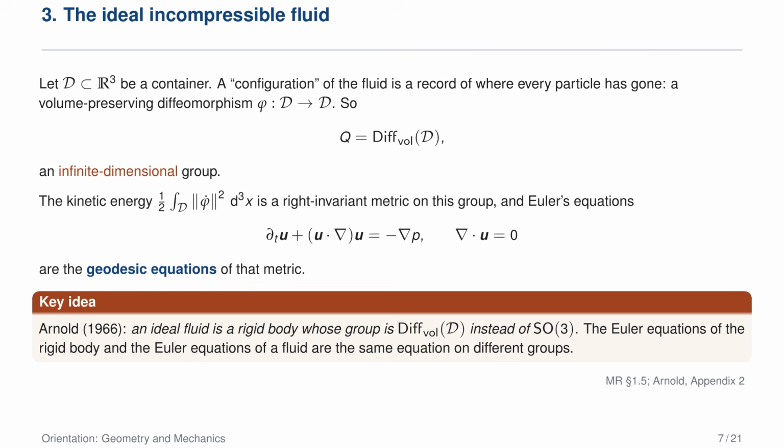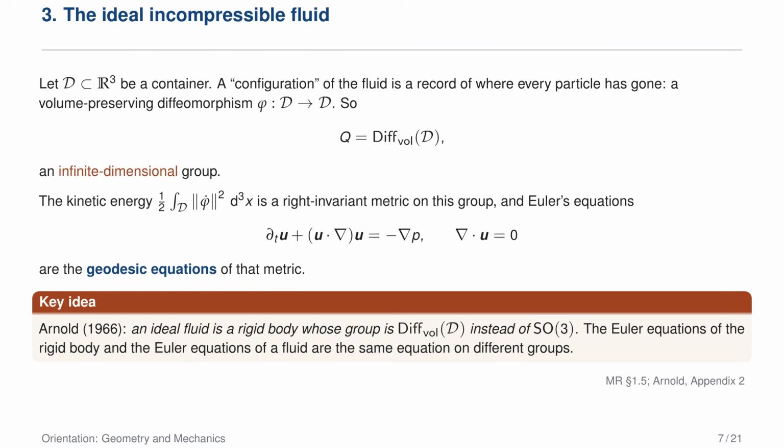The kinetic energy of the fluid defines a right invariant metric on that group. And here is Arnold's theorem from 1966. The Euler equations of an ideal fluid are the geodesic equations of that metric. Read that again. An ideal fluid is a rigid body whose group is the diffeomorphism group instead of SO3. The Euler equations of the rigid body and the Euler equations of a fluid are literally the same equation on different groups.